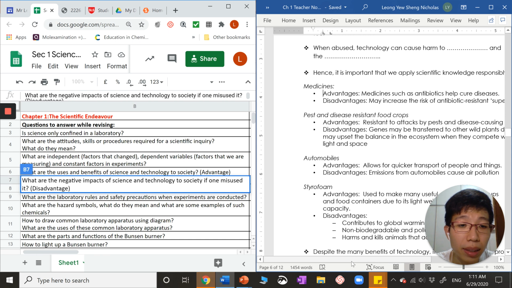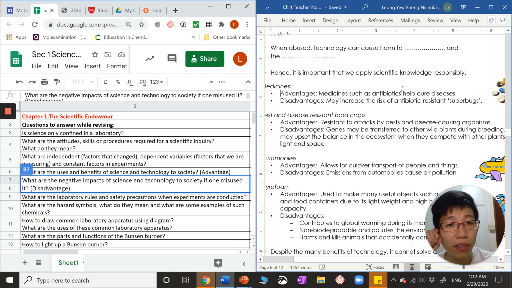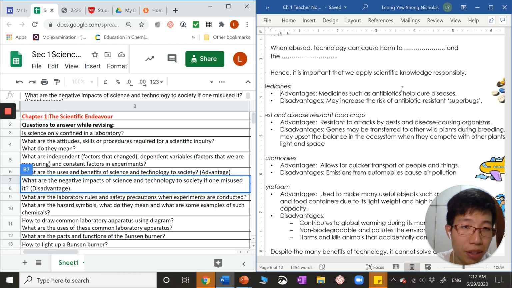Medicine: the advantage is we can have antibiotics, have medicine, to cure diseases. And for disadvantage, it may increase the risk of antibiotic resistant superbugs. So what does it mean? When you consume these antibiotics inside your body, it's used to fight away the virus or to build up your immune system. So if you consume it too much, when your body gets used to this medication, the body will not be able to resist the next time by itself naturally. So you have to keep on depending on medicine.